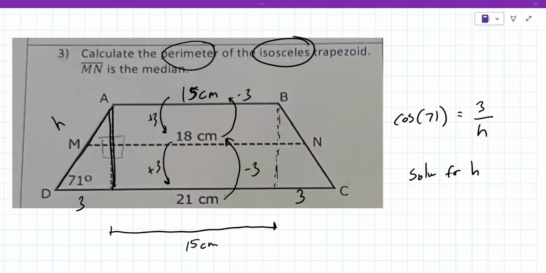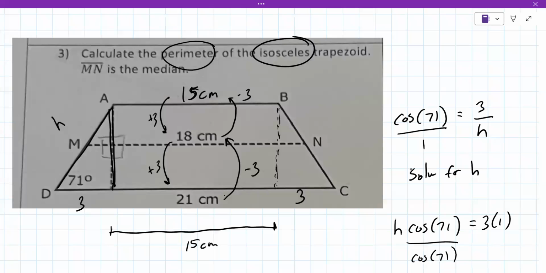H is 0.98. Oops, some sort of error here. So a couple of ways to do this on the right. To get the variable out of the bottom, you can multiply by the variable, or you can flip the fractions on both sides, or you can cross multiply. Do any of those sound familiar to you? One you like more than another? Cross multiplying. Okay, so that's h cosine 71 equals 3 times 1. And then you divide both sides by cosine 71.